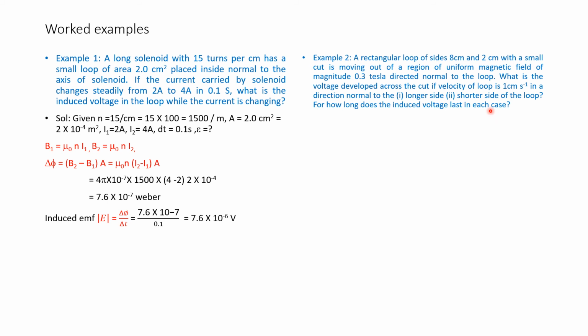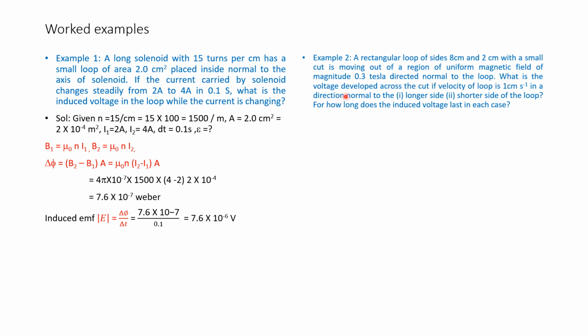I will read the question once again. Please note carefully. Example number 2. A rectangular loop of sides 8 centimeters and 2 centimeters with a small cut is moving out of a region of uniform magnetic field of magnitude 0.3 Tesla, directed normal to the loop.